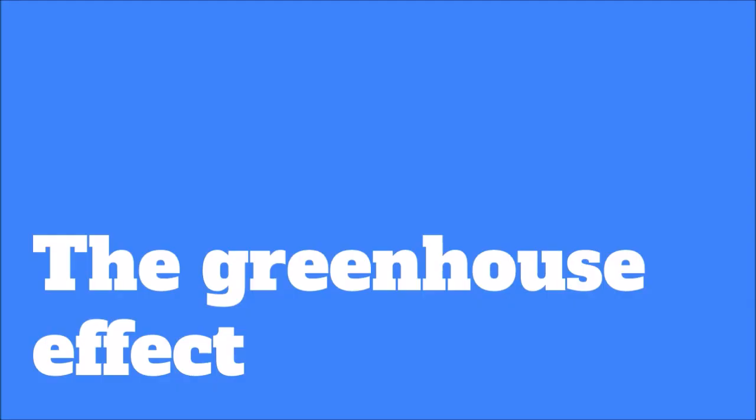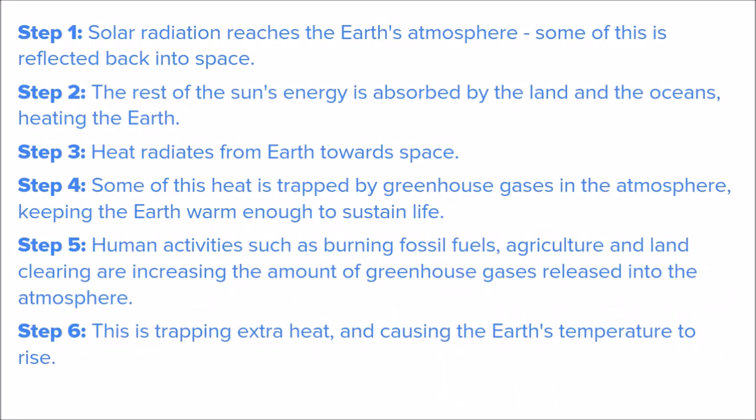The greenhouse effect. Step 1. Solar radiation reaches the Earth's atmosphere. Some of this is reflected back into space. Step 2. The rest of the sun's energy is absorbed by the land and the oceans, heating the Earth. Step 3. Heat radiates from Earth towards space.